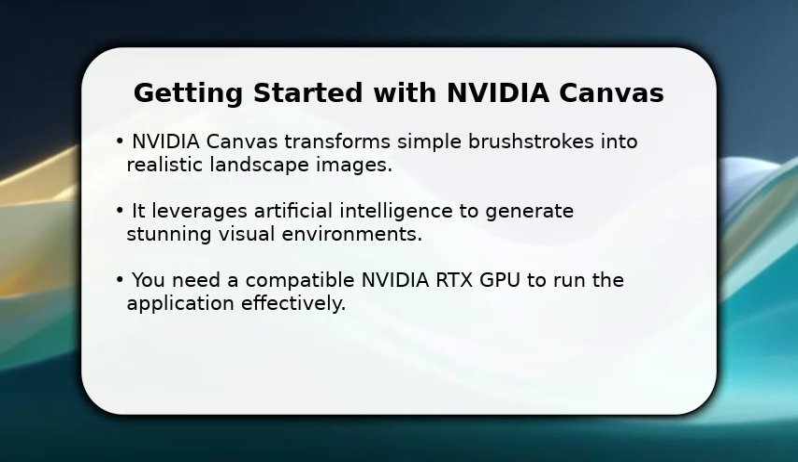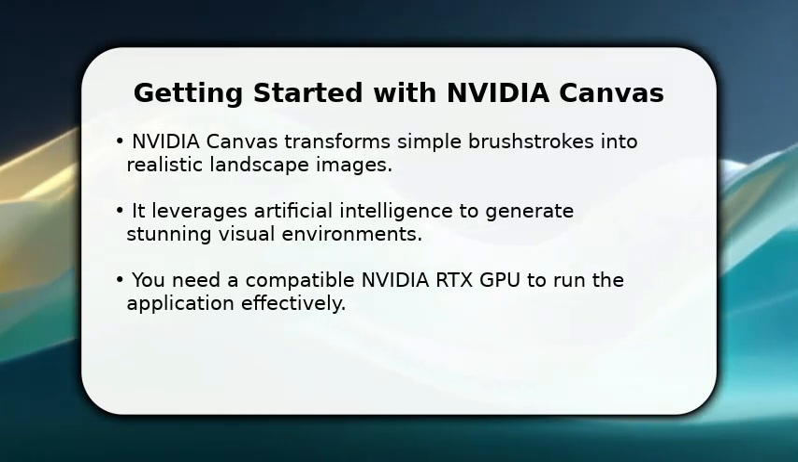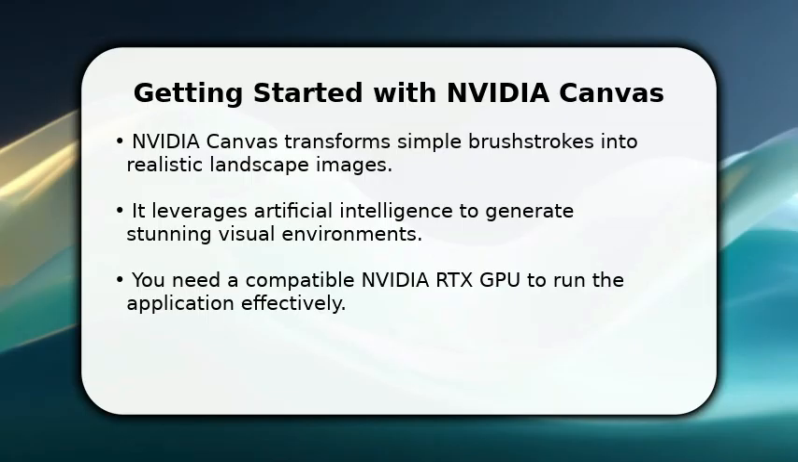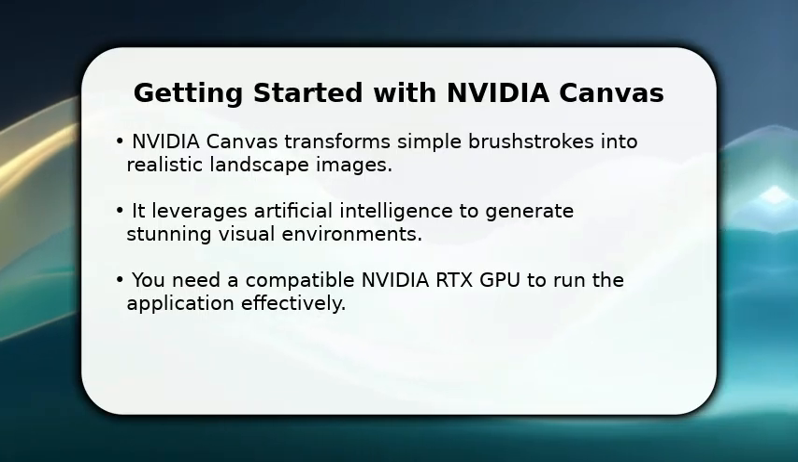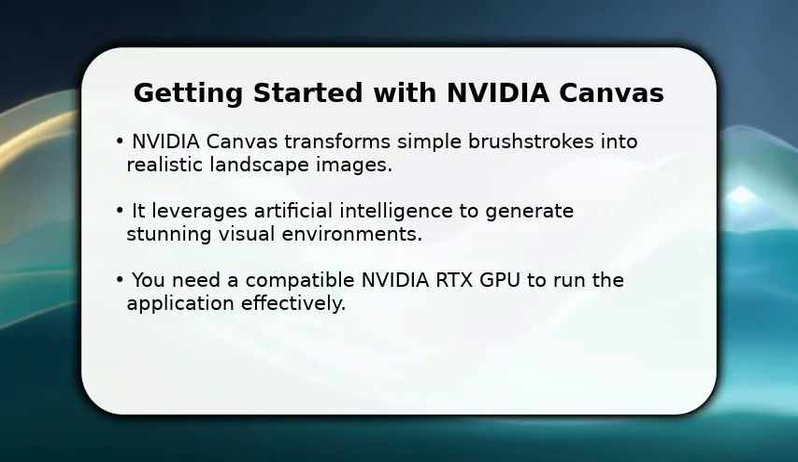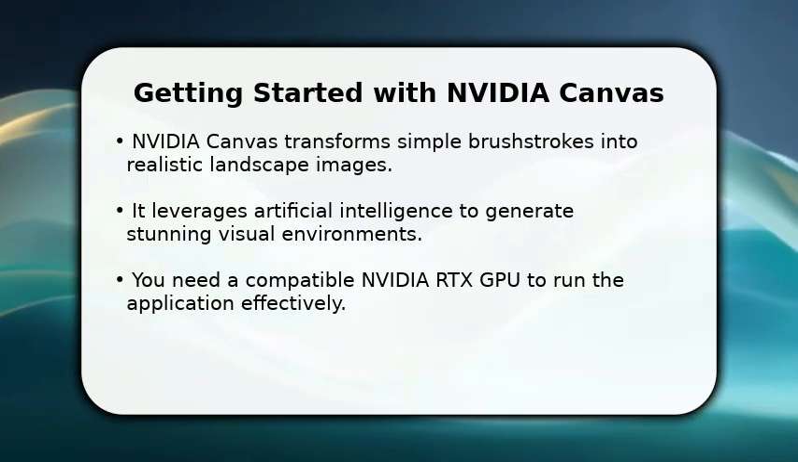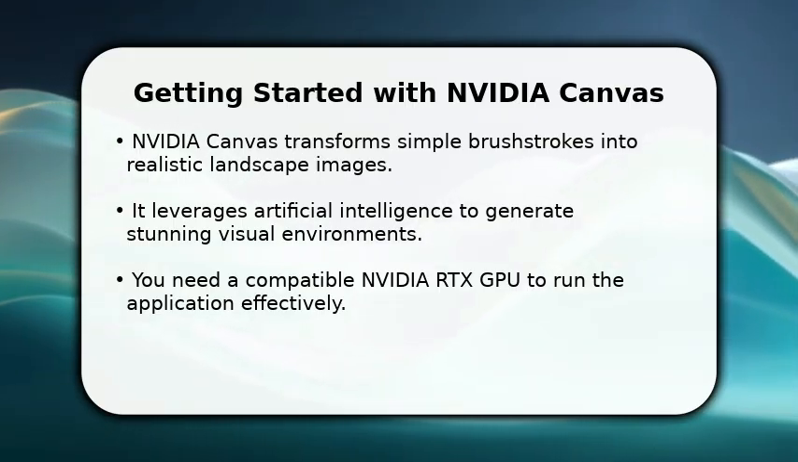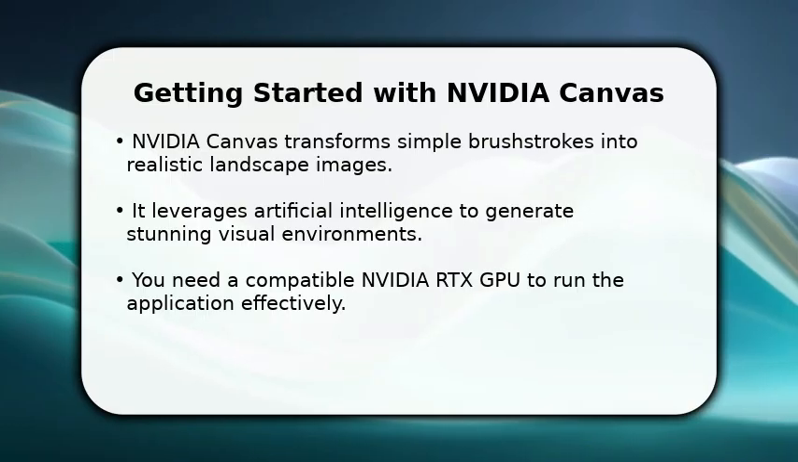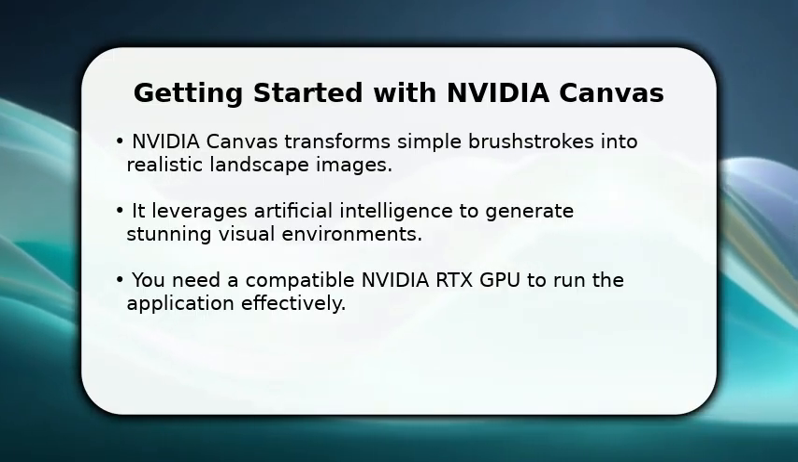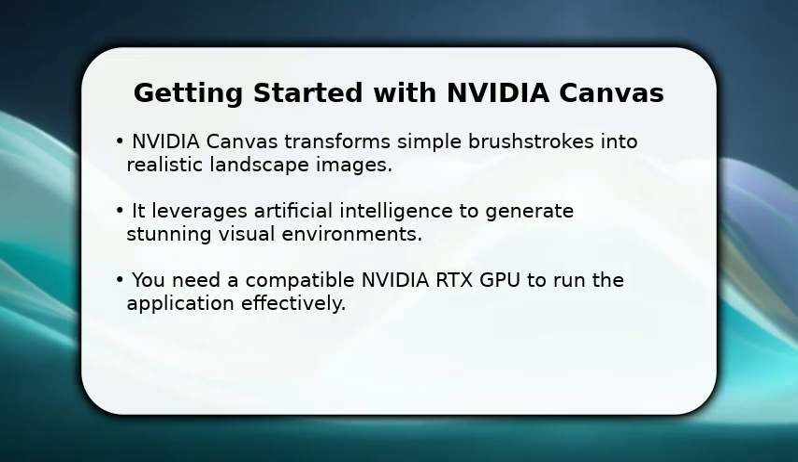Enjoy the video. In this video, I will explain how to get NVIDIA Canvas. NVIDIA Canvas is an incredible tool that uses artificial intelligence to turn your simple brushstrokes into realistic landscape images. Imagine painting a basic outline and watching it transform into a detailed mountain range or a serene river.